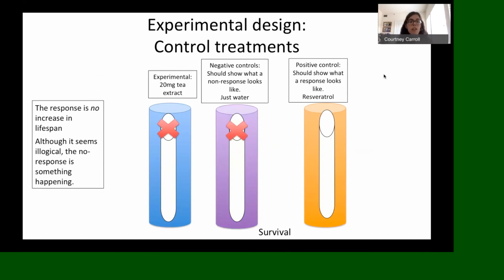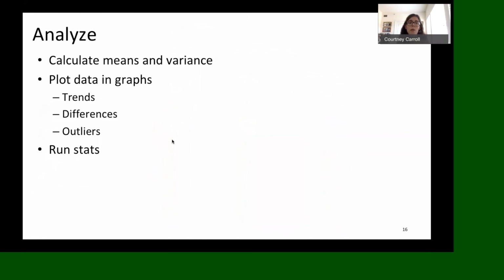Okay, so after we heat shock them, we expose them to the different conditions, the tea extract, water, resveratrol. We measure survival. The water group all dies. That's our negative control. Positive control, they all live. And then for this experiment, maybe we found that it had no positive effect. They all died. The response here is no increase in lifespan. And although it seems illogical, a non-response is something happening. It's still measurable.